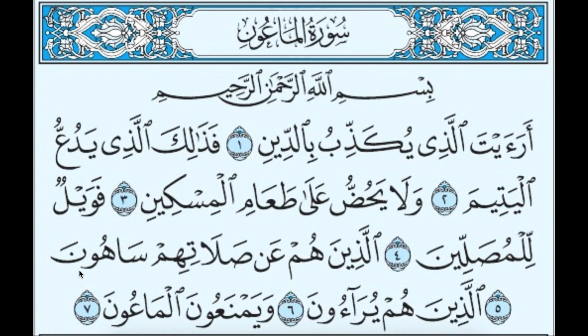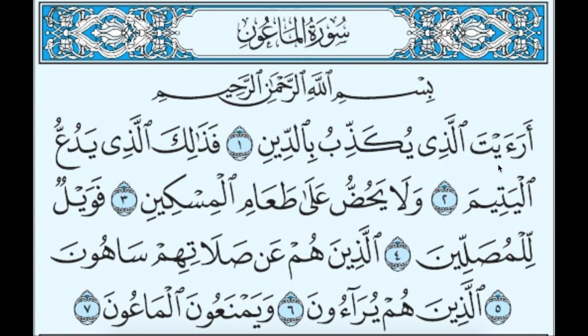Many of the scholars say they're thankful that Allah said heedless about the prayer, not heedless in the prayer. Because if it said الَّذِينَ هُمْ فِي صَلَاتِهِمْ سَاهُونَ, heedless inside the prayer, then we'd be in big trouble. الَّذِينَ هُمْ يُرَاءُونَ. Those who show off. يُرَاءُونَ, okay, are showing off.